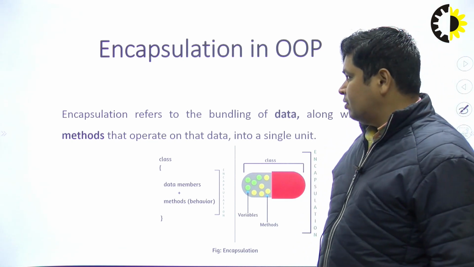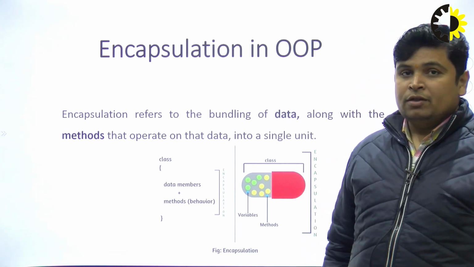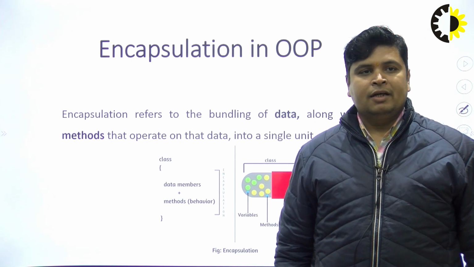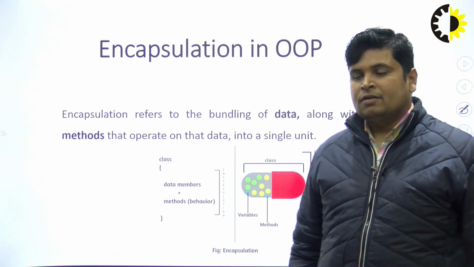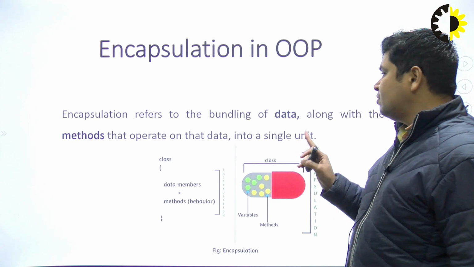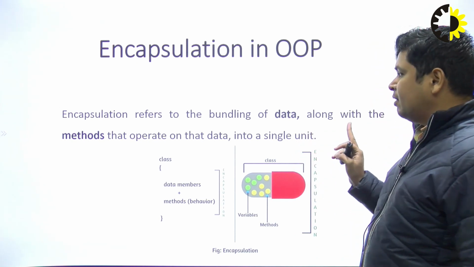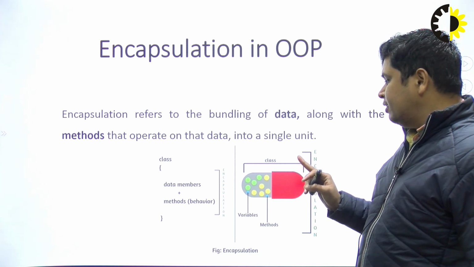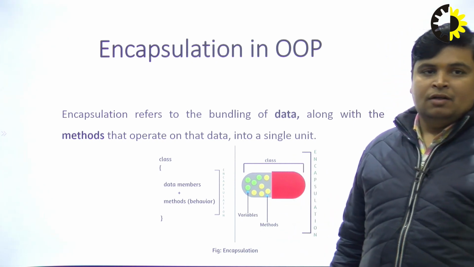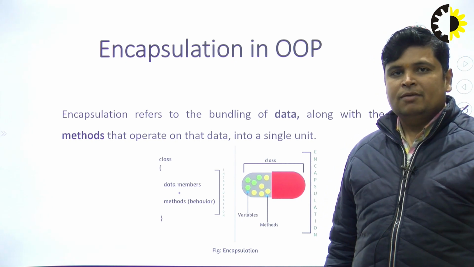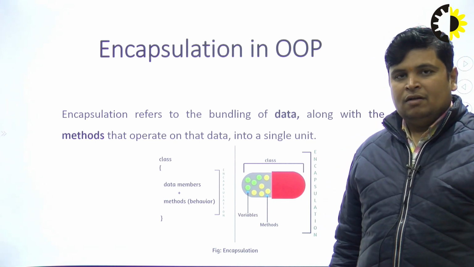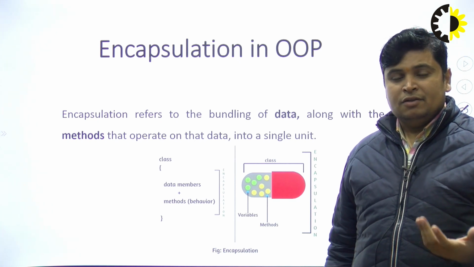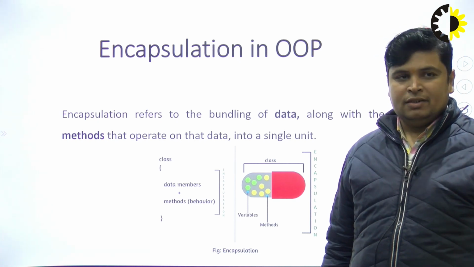So, if we're talking about encapsulation in object-oriented programming, encapsulation refers to the binding of data along with the methods that operate on that data into a single unit. It means encapsulation is a process where you combine different units into a single unit.